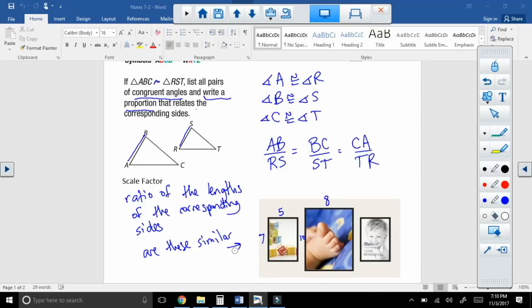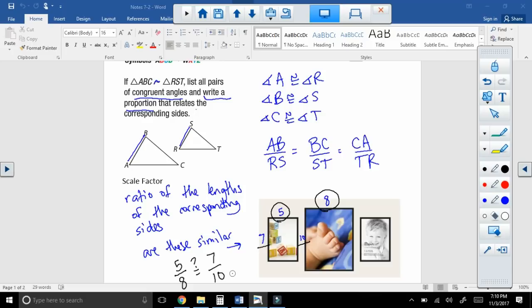Because if they're similar, you could just enlarge one or reduce one without having to crop it at all. And if they're not similar, that's not going to work out as well. So looking at this, I want to look at what these ratios would be. I would say that this 5 corresponds with the 8. So is 5 to 8 the same ratio as 7 to 10?